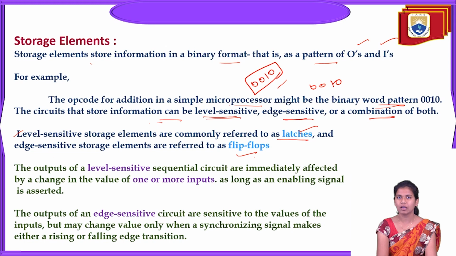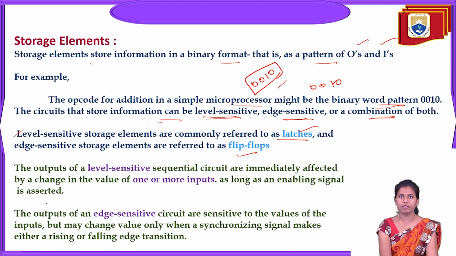But in this particular topic, in sequential logic, when it comes to the storage elements, usually we store one bit of information in the latch as well as the flip-flop. So basically, as I said to you, the operation of the particular storage devices can be described through three types: level sensitive, edge sensitive, and a combination of both. The level sensitive ones are commonly referred to as latches, and edge sensitive storage elements are commonly referred to as flip-flops.